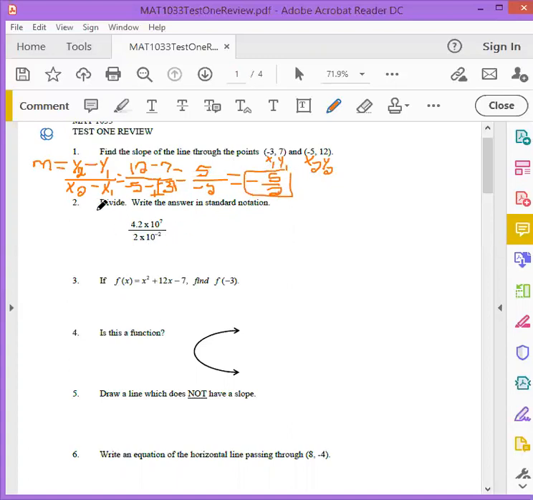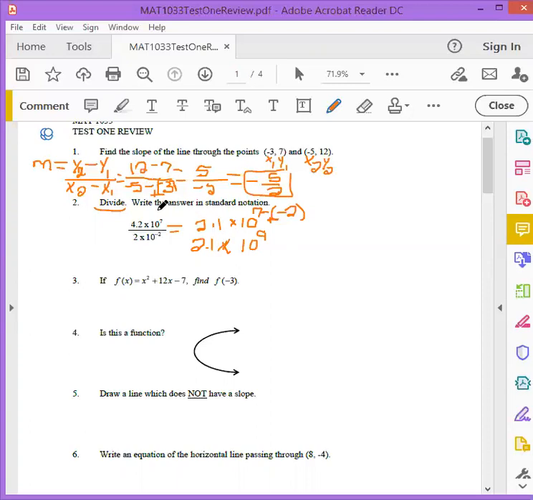For the second problem, we're asked to divide, so we'll divide 4.2 by 2. That'll give us 2.1. And now with our exponent, we have 10 to the 7th divided by 10 to the negative second power. So we'll keep that base of 10 and subtract the powers, 7 minus negative 2. We'll write that as 2.1 times 10 to the 9th power. 7 minus negative 2, remember, becomes addition.